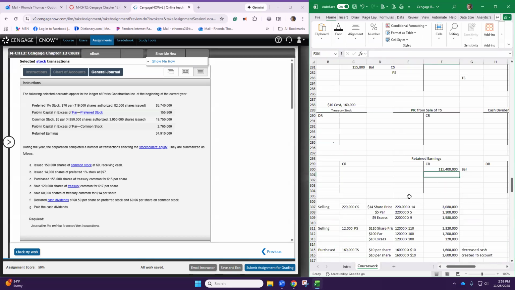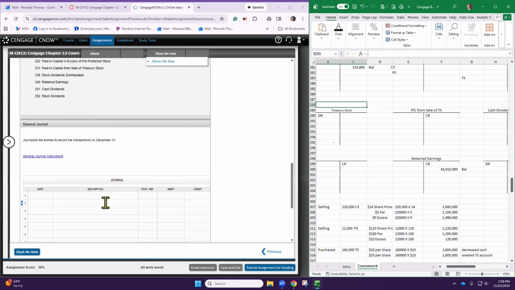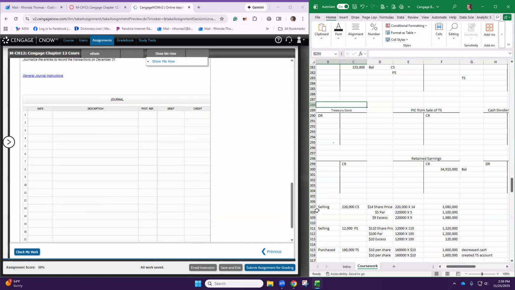Okay, so I'm gonna get rid of that. All right, so let's put a retained earnings amount here, 34,910,000. Okay, and then I'm gonna get rid of that. So here's what we're starting with. Here is all of our equity before we get started, and then we will issue some common stock, preferred stock. We're going to buy some treasury stock, and we're going to pay dividends. All right, and then we're going to be putting those in.